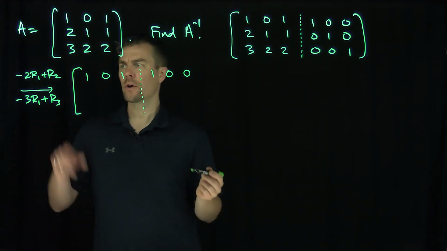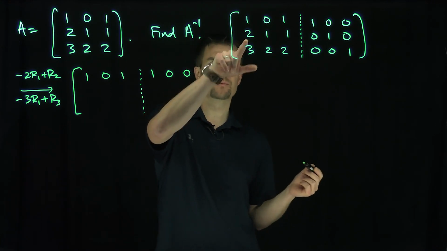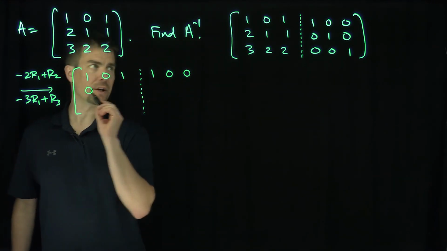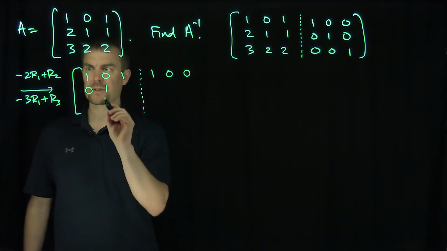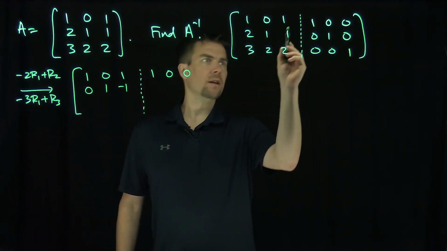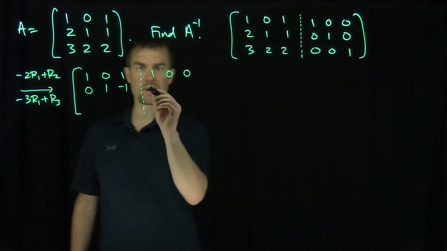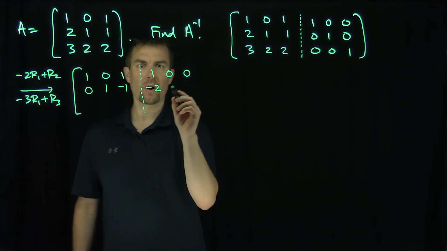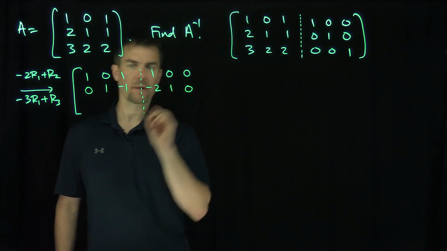And then I'm doing negative 2 row 1 plus row 2. So that's going to induce a 0 over here. Nothing over here, so that 1 stays the same. The negative 2 plus 1 is going to be a negative 1 over here. Negative 2 times 1 is a negative 2, so I'm going to put a negative 2 over here, a 1, and then a 0, like so.